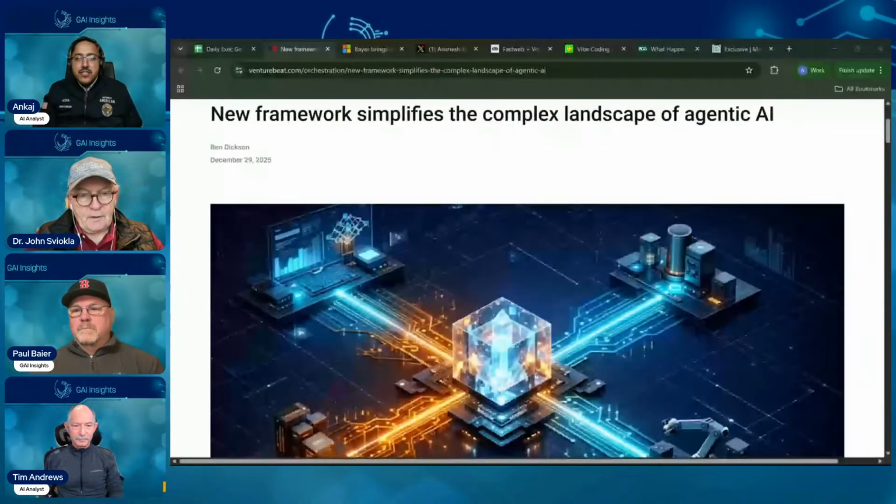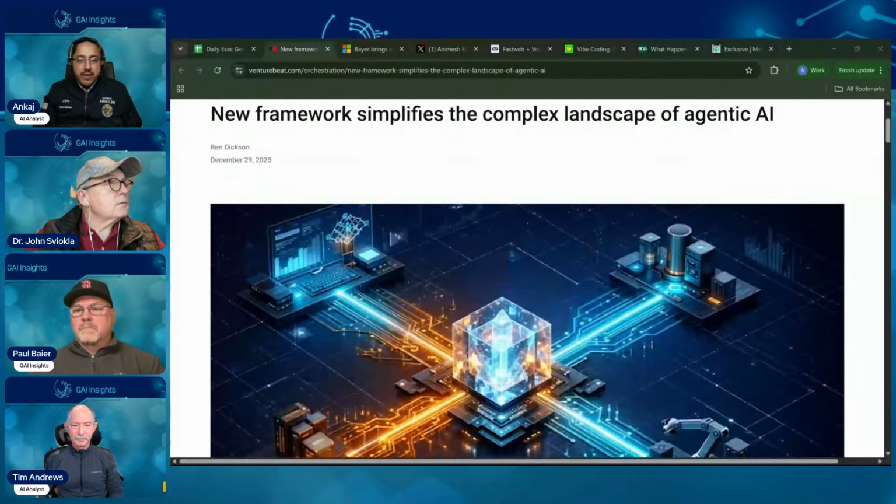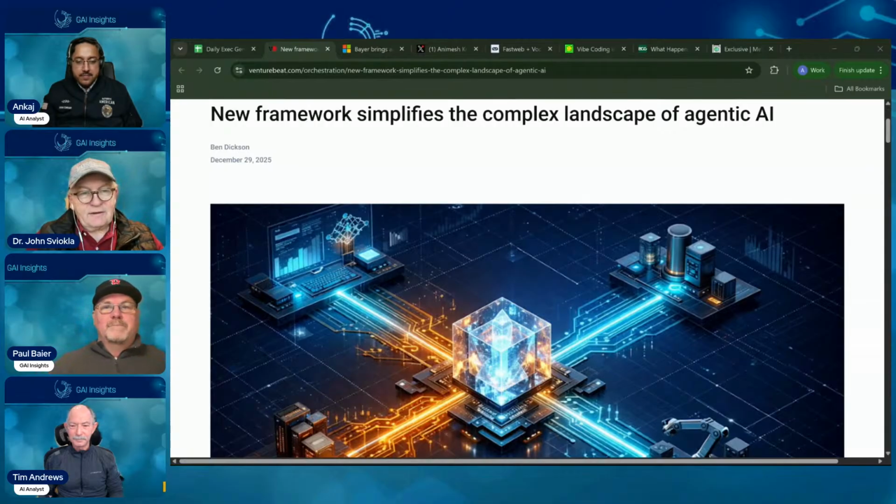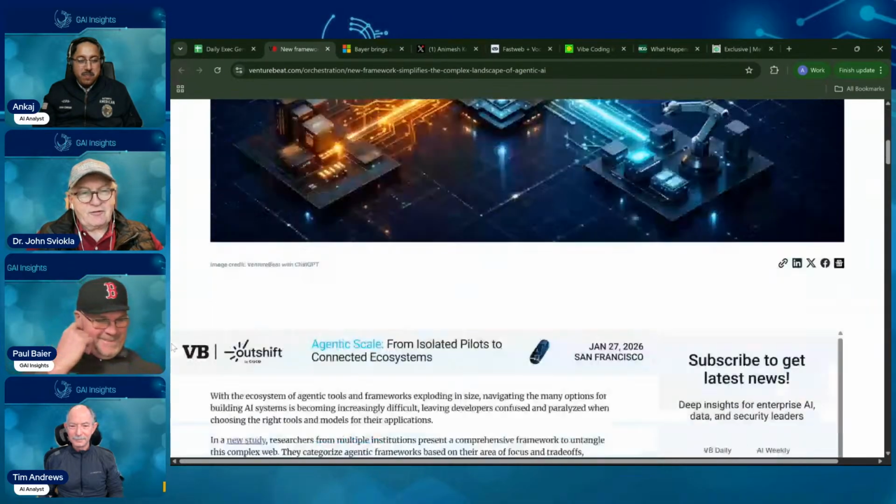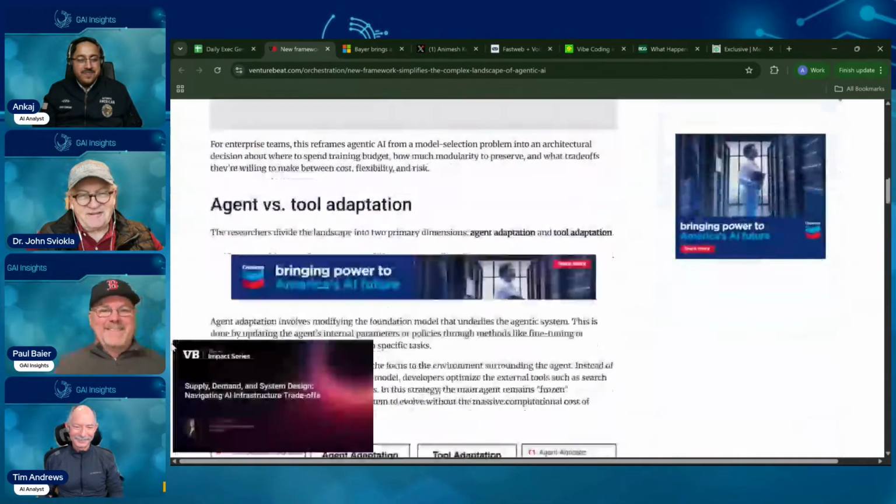Thanks, John. So the first one that we have for today comes from VentureBeat, and they talk about a new framework which simplifies the complex landscape of agentic AI. I can't wait to hear Tim on this one, the new framework to simplify things. All right, go for it.